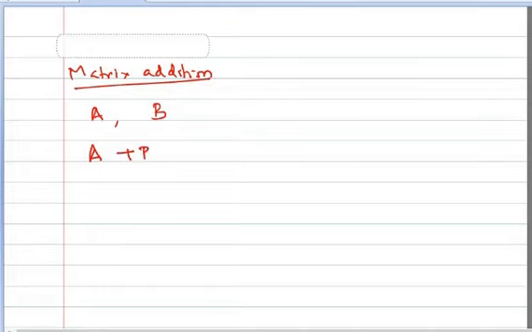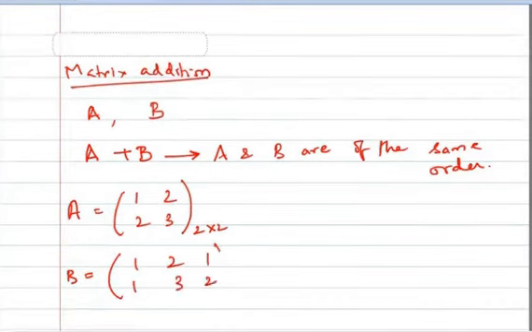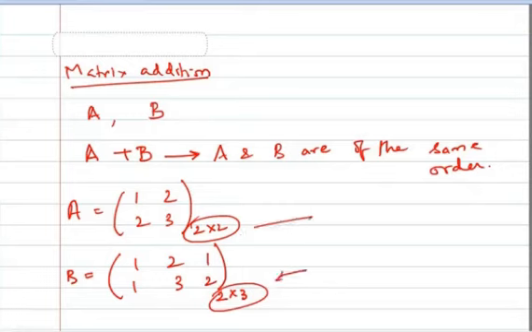Next is matrix addition, subtraction, and multiplication. Matrix addition: if you have a matrix A and matrix B, then the addition of matrix A and matrix B is possible only if A and B are of the same order. So if we have a matrix A like this, 1, 2, 2, 3, this is 2 cross 2, and the matrix B, 1, 2, 1, 1, 3, 2, here I have 2 rows and 3 columns. Here the matrix A is 2 cross 2 and matrix B is 2 cross 3, so the orders of matrix A and B are not the same.